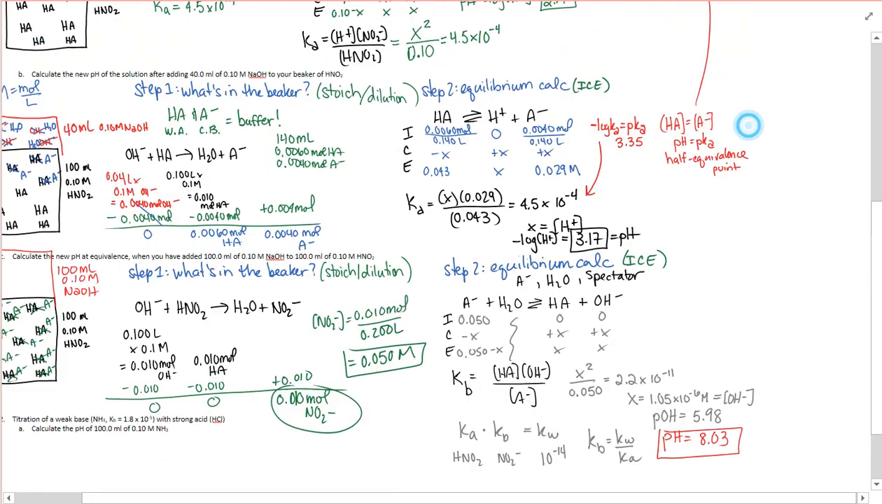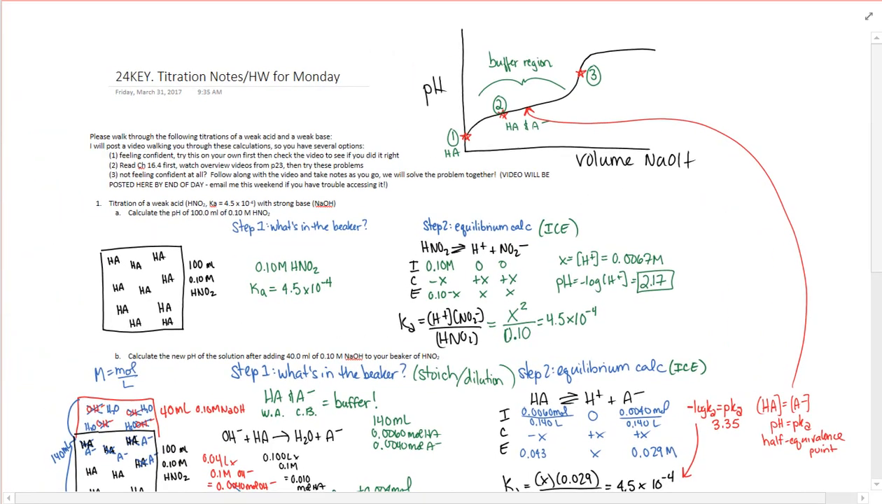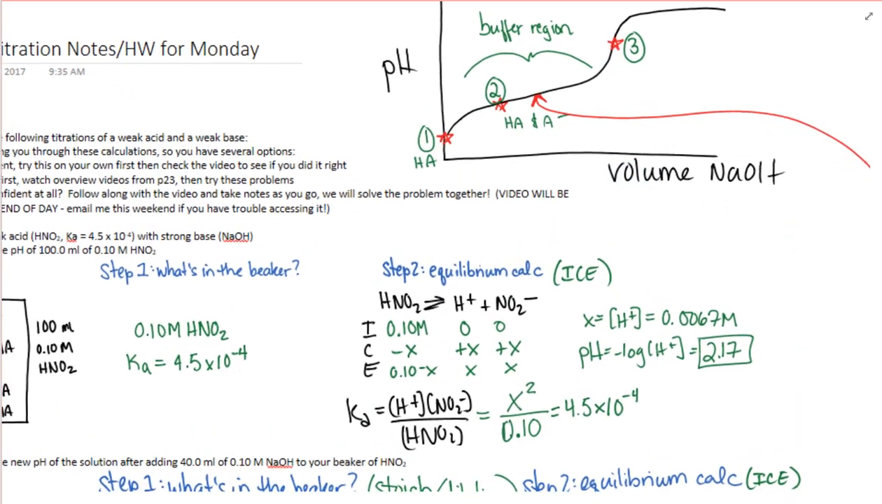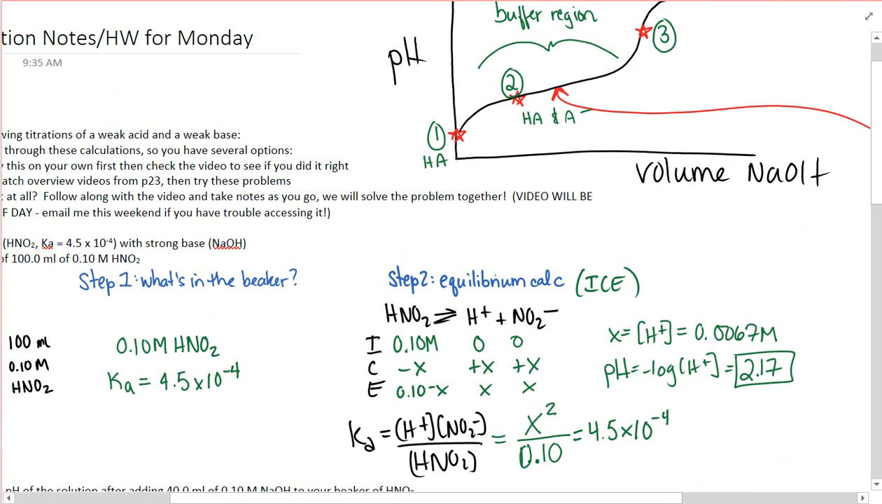So to overview here, initially in this graph, we have a pure weak acid, and we're going to use Ka. We're going to use an ICE chart to solve for pH. In the middle here, you've got a buffer region, so you're going to have to do two steps. One, do a little stoichiometry to figure out how much HA and A minus you actually have in your solution. Then you're still going to use this Ka expression and the ICE chart to figure out pH.